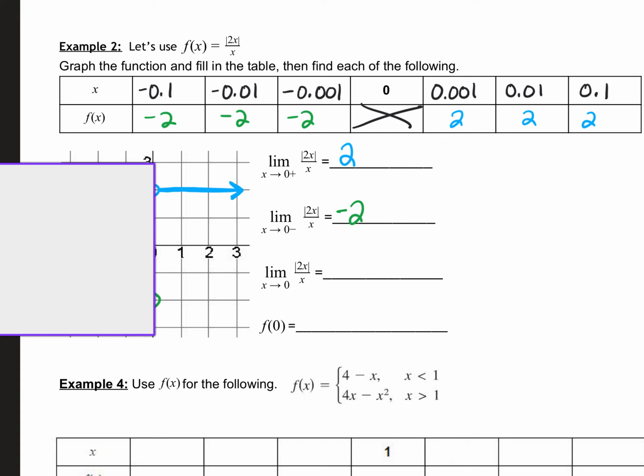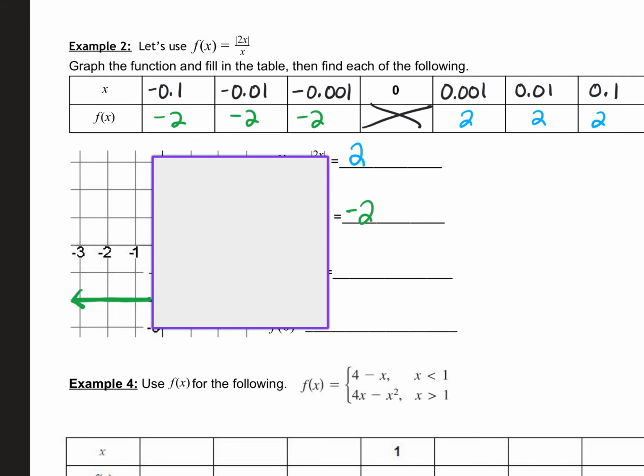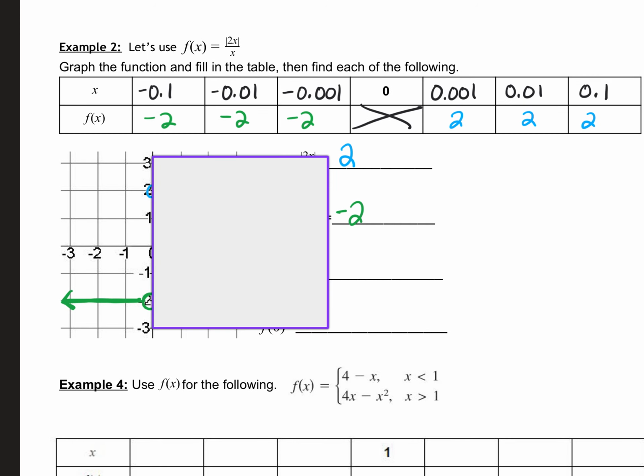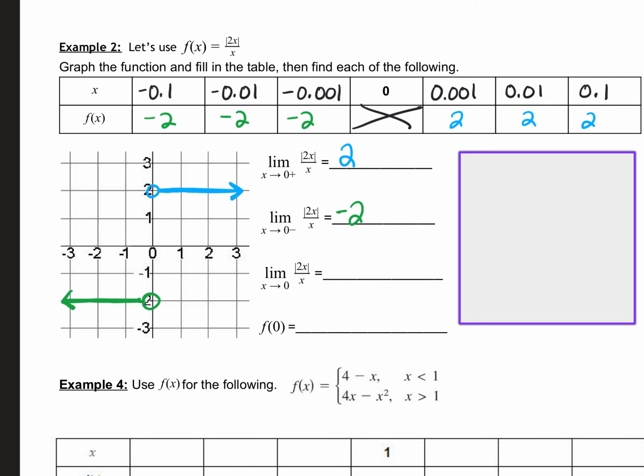Then if I wanted to find the limit as x approaches 0 from the left, I'm going to cover up the right side of the graph. And I'm going to ask myself, okay, what does it look like my output will be? If I had to make an educated guess based on the information in front of me, I would say it looks like my output is going to be -2. So whether we use the graph or the table, we get the same values for our left and right side limits. Now, when it comes to the overall limit, we're going to look at the two numbers we wrote here.